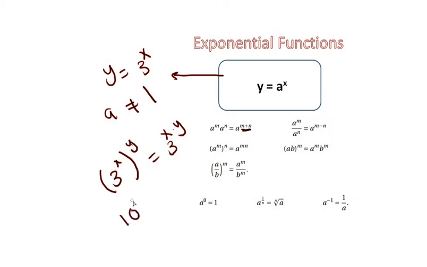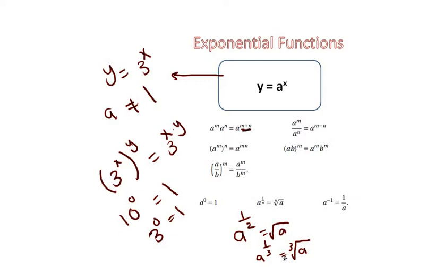Also, 10 to the power of 0 is 1, 3 to the power of 0 is 1, and a to the power of 0 is 1. a to the power of half is the square root of a, a to the power of 1/3 is the cube root of a, and so on. 2 to the power of -5 is 1 over 2 to the power of 5. We need to learn these rules of exponents in order to simplify exponential expressions. Let's take some examples to understand.